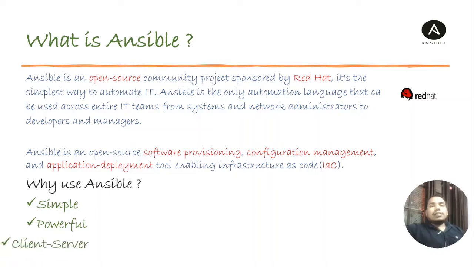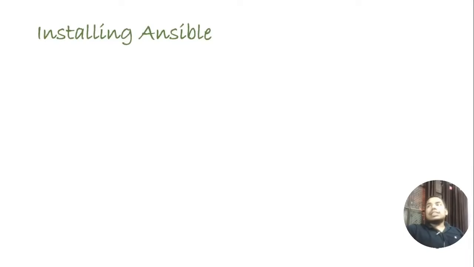Third one is the client and server model. Ansible uses a client server model. So there is a server on which Ansible will be installed, and from there it can communicate with all its nodes. It is written in Python. The whole of Ansible is written in Python. Next we're going to discuss installing Ansible.